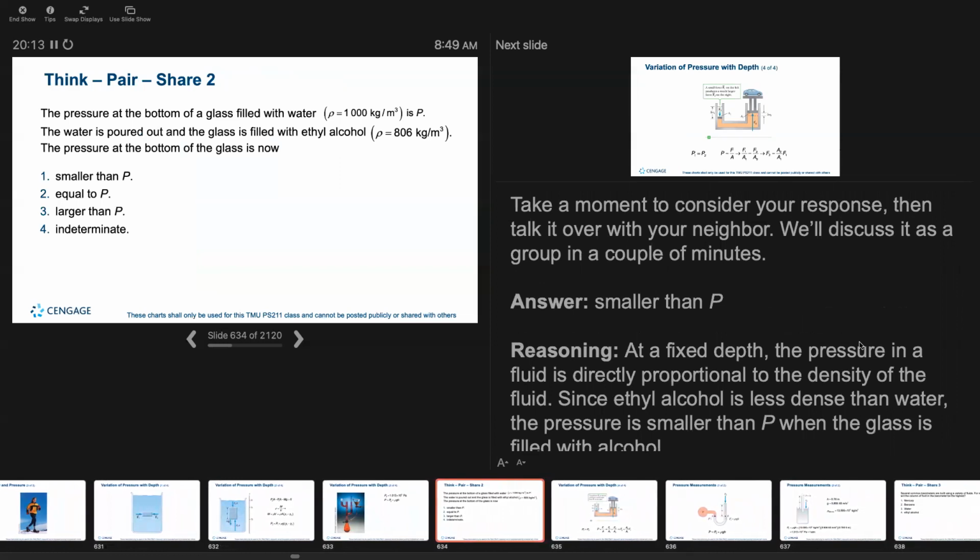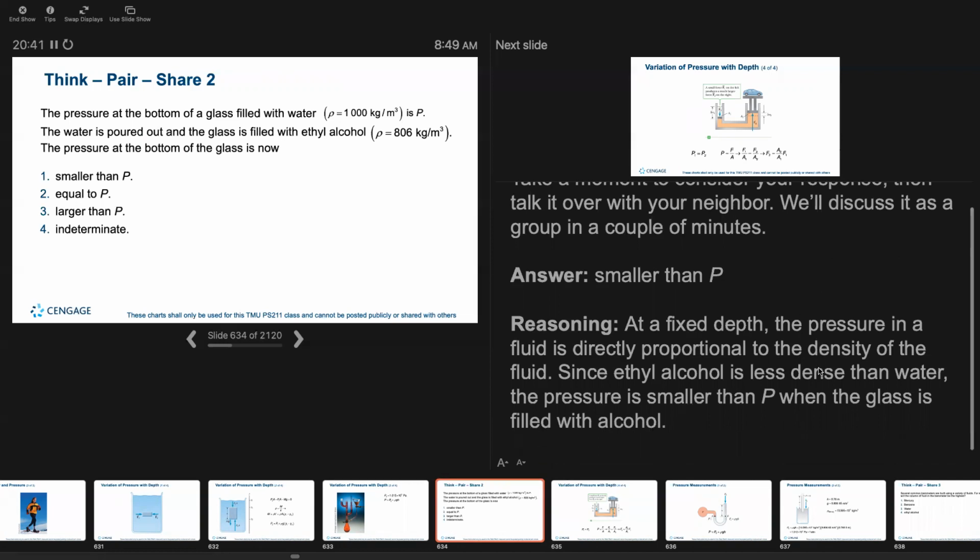So let's take a question here. The pressure at the bottom of the glass filled with water is P. The water is poured out and the glass is filled with ethyl alcohol. The pressure at the bottom of the alcohol is now, and the answer is smaller than P. At a fixed depth, the pressure in a liquid is directly proportional to the density of the fluid. Since ethyl alcohol is less dense than water, the pressure is smaller than P when the glass is filled with alcohol. So once again, you just have to look at these densities and compare them, and you see that alcohol is less dense.